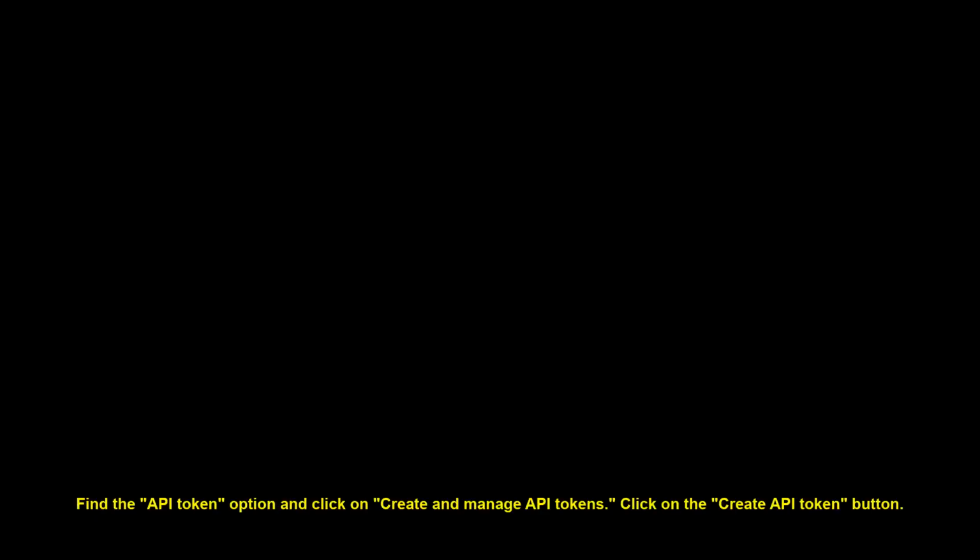Click on the Create API Token button. Enter a label for your token, such as make.com integration. Click on the Create button. Copy the generated token to your clipboard. Return to the make.com window and paste the API token in the corresponding field.